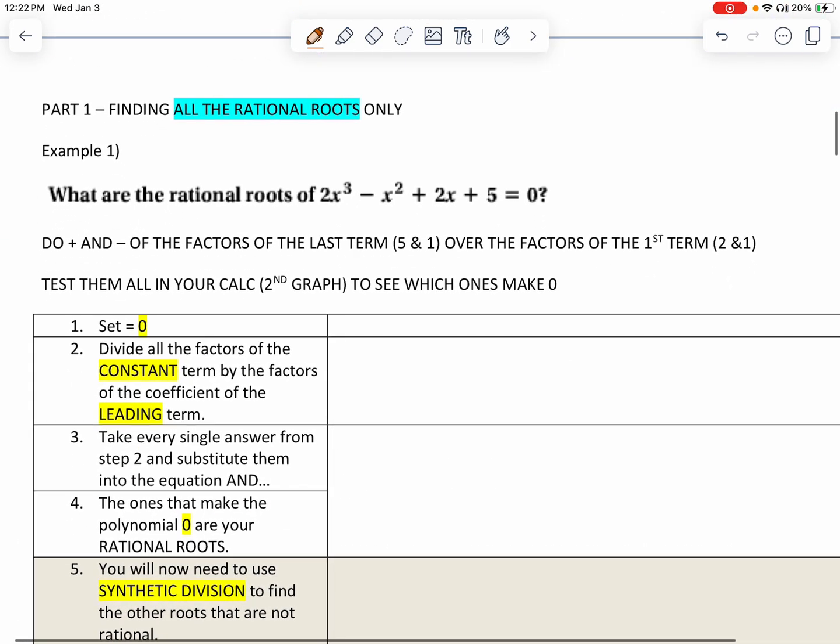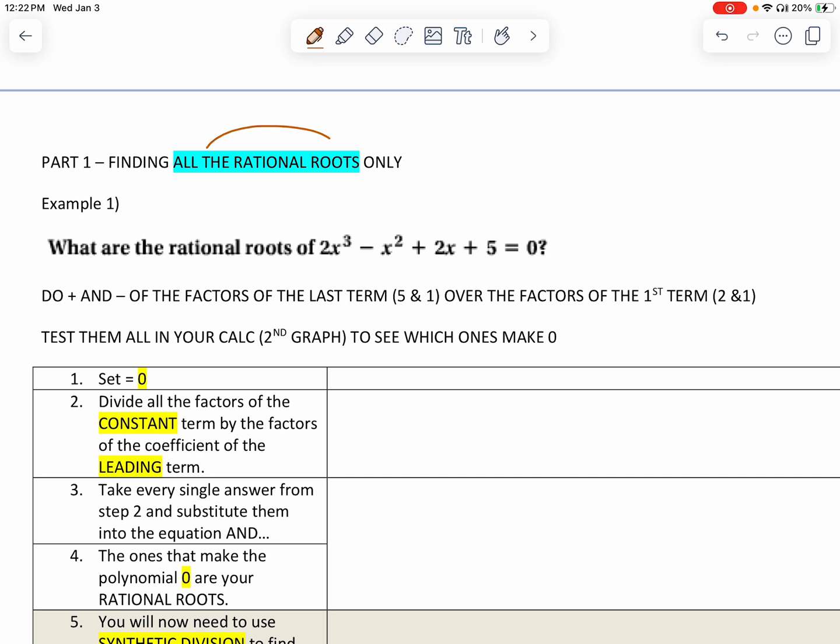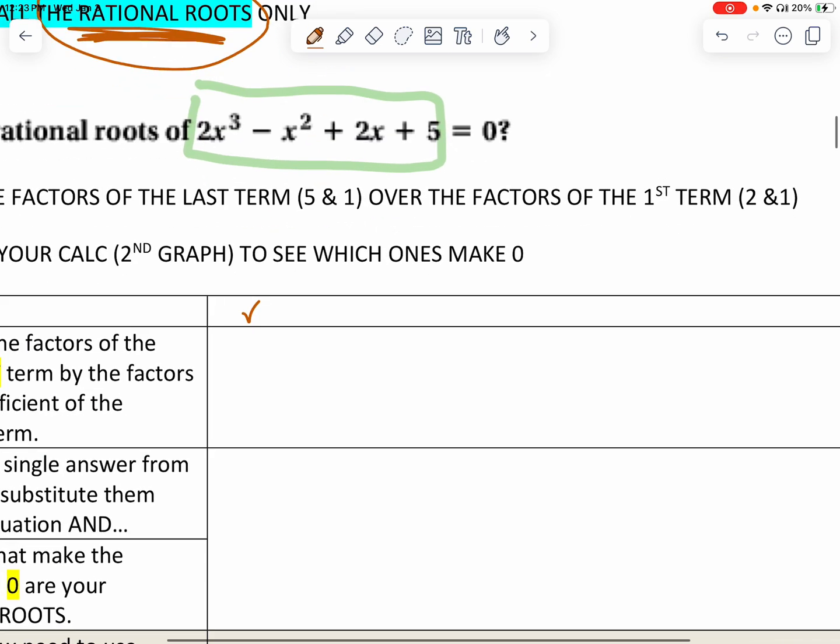Let's take a look. So all the rational roots, remember, this is not finding all the roots, it's just finding the rational roots. Take a look at this polynomial. Let's highlight it in green. It's already set equal to 0, so I can just check. It's time for us to see if we can find the rational root. So we need to find all the factors of the constant. Our constant is 5, in the back, you see how we have a constant of 5.